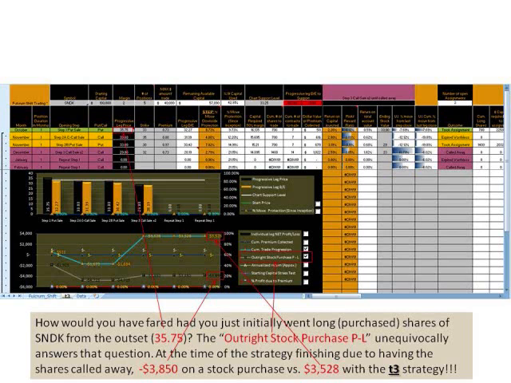At the time of the strategy finishing due to having the shares called away, minus $3,850 on a stock purchase versus $3,528 with the T3 strategy.